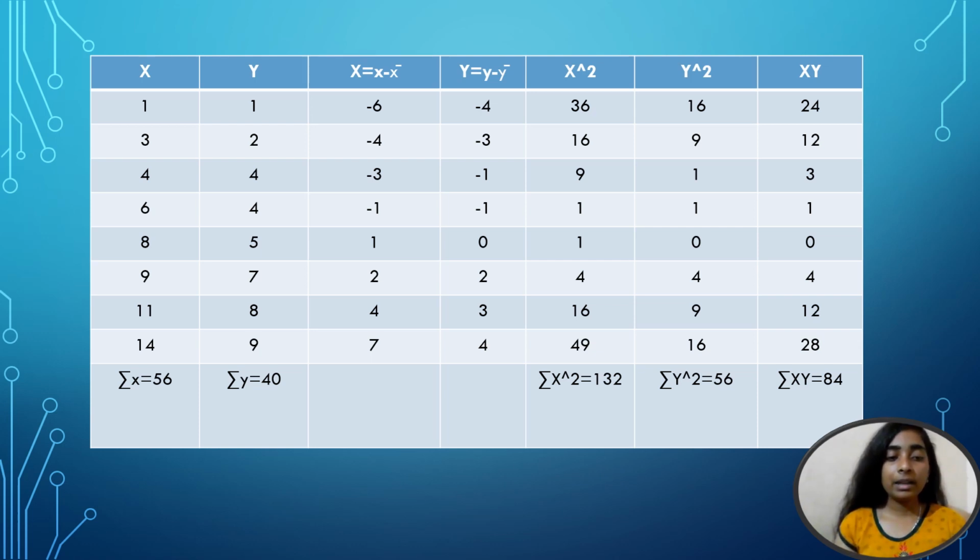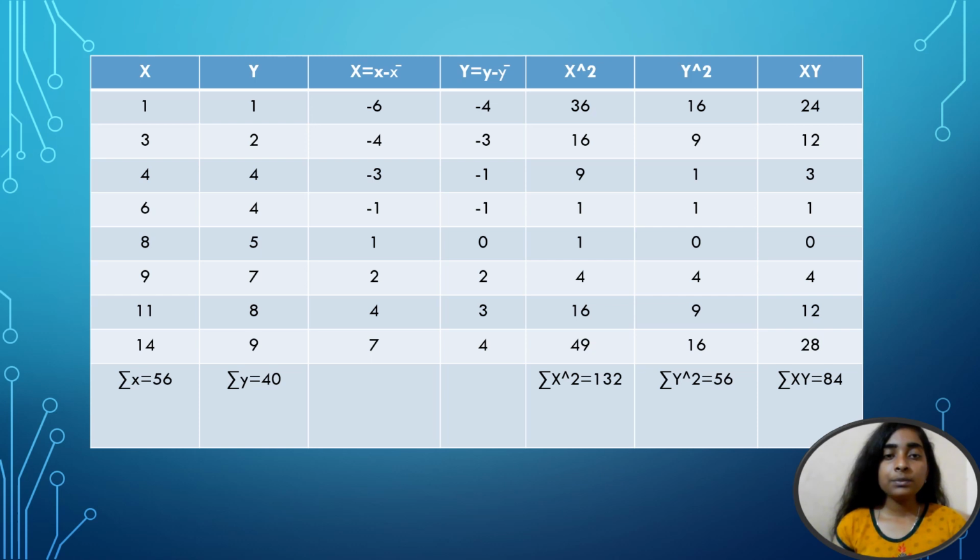By adding them we get summation of small x is equal to 56. Next is small y. The values are 1, 2, 4, 4, 5, 7, 8 and 9. And by adding them we get summation of small y is equal to 40.